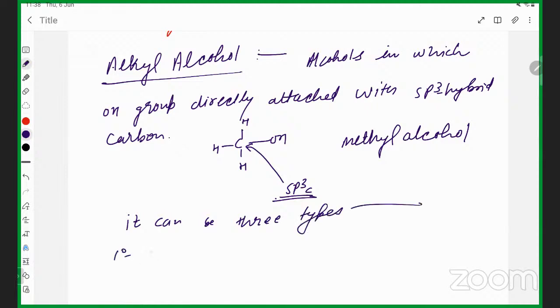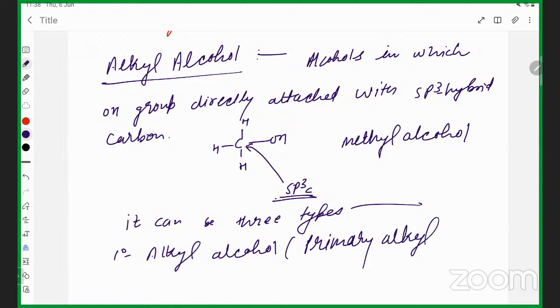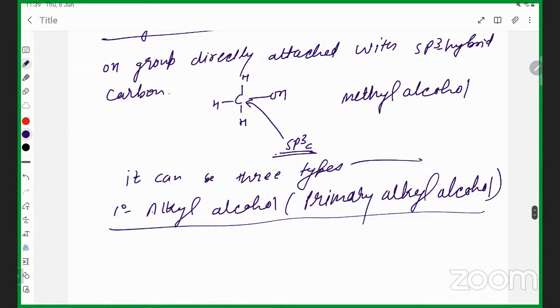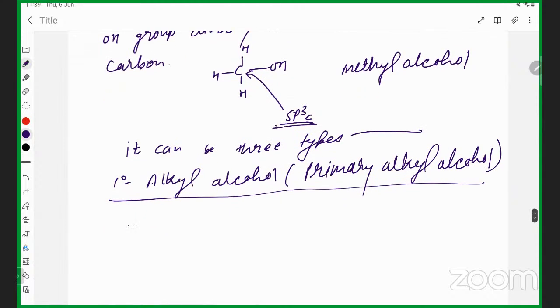1 degree alkyl alcohol, or you can write primary alkyl alcohol. So what can we write? Alcohols in which we can write like that.